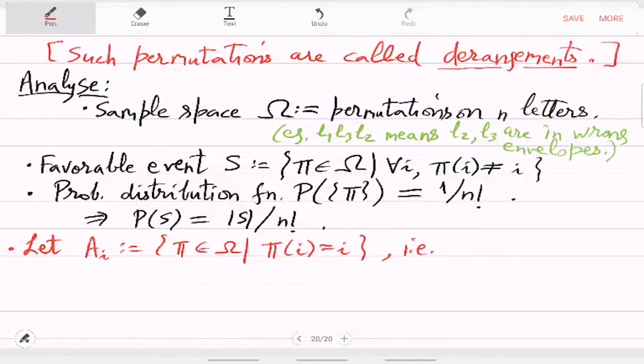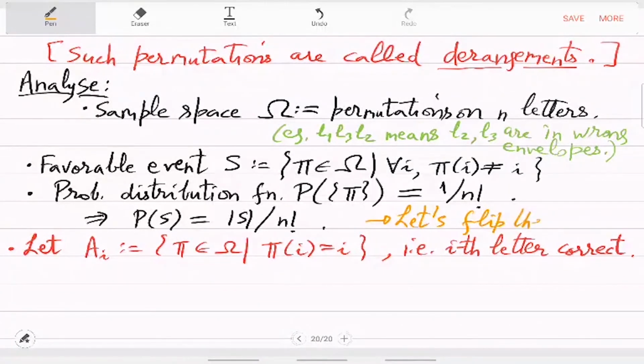Okay, that is the ith letter is correctly delivered. Obviously, we do not want this to happen, but since the original problem looked hard, we have flipped the problem. So, this is what we are doing. Let us flip the problem.